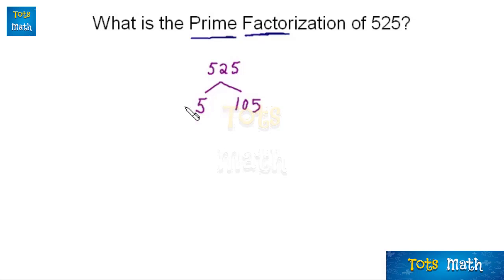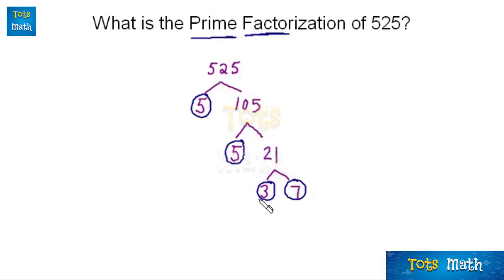Now the number 5 is prime, so that means that this branch is complete. But we still have to factor 105. Well, the last digit of this number is also a 5, so we could use 5 again. And when I divide 5 into 105, I get the number 21. So we know 5 is prime, so we're done with this branch. And now we have to factor 21. Well, 21 is the product of 3 and 7, and both of those numbers are prime.